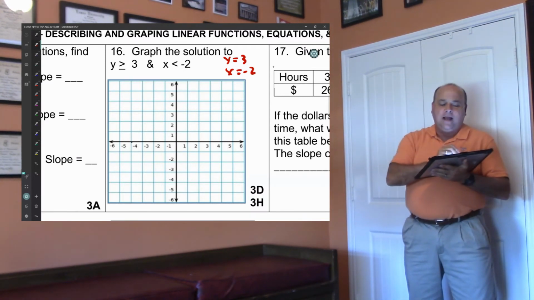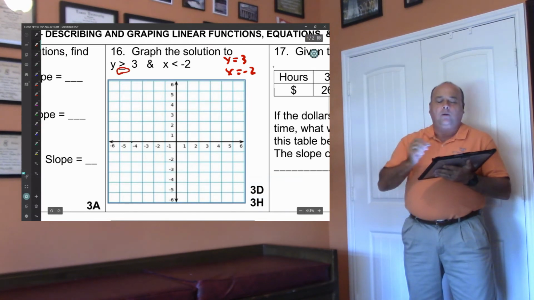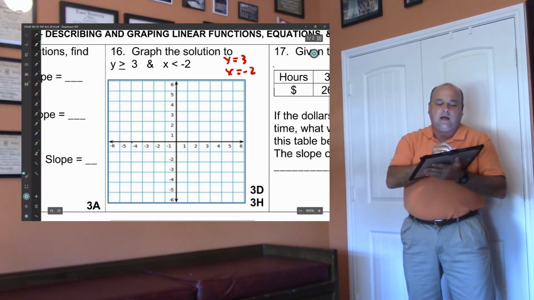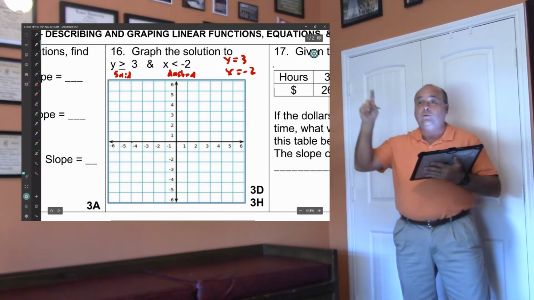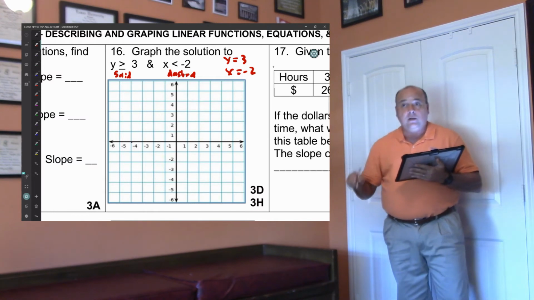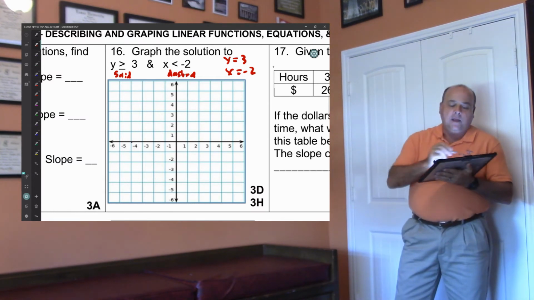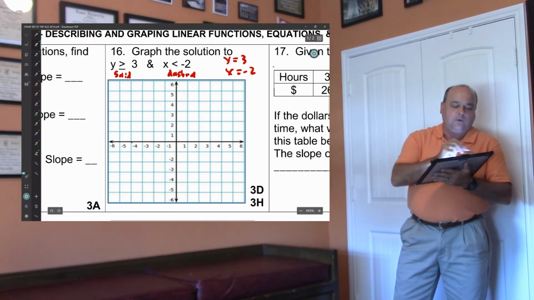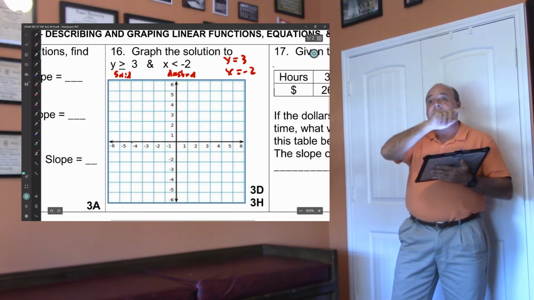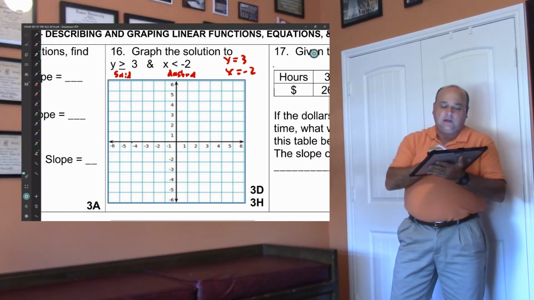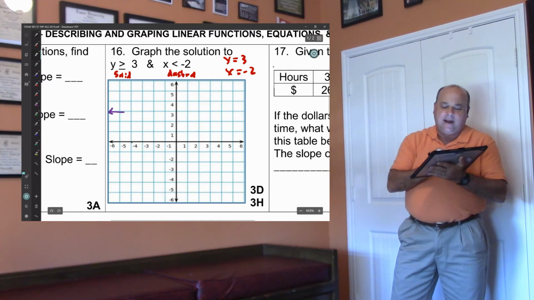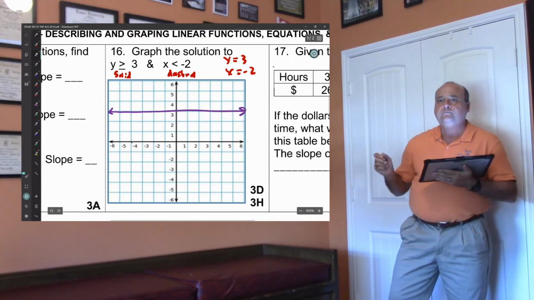Now then, on the y equal line, notice there's an equal bar right here, right? That's going to be a solid line. This will be a dashed line because the -2 is not less than -2, is it? So the -2's won't work. So let's graph the y equal 3 line. The y equal 3 is going to have a 0 slope. It's going to go through 3 on the y-axis.